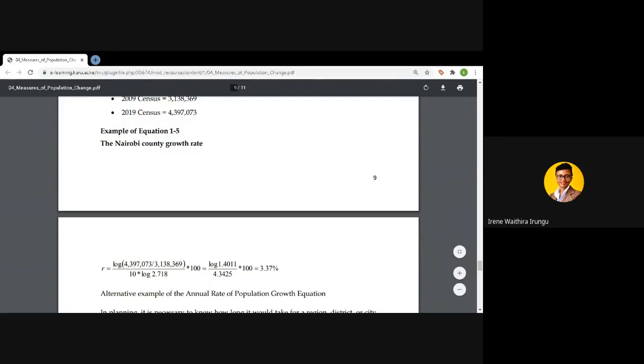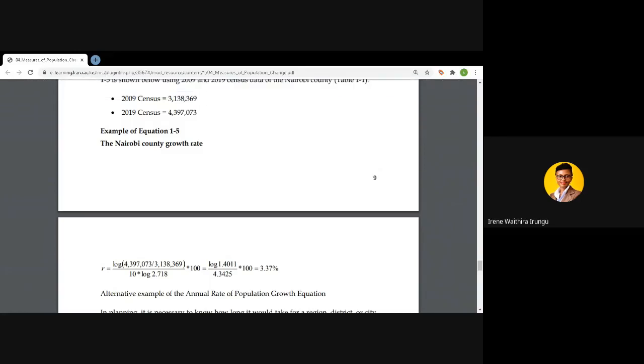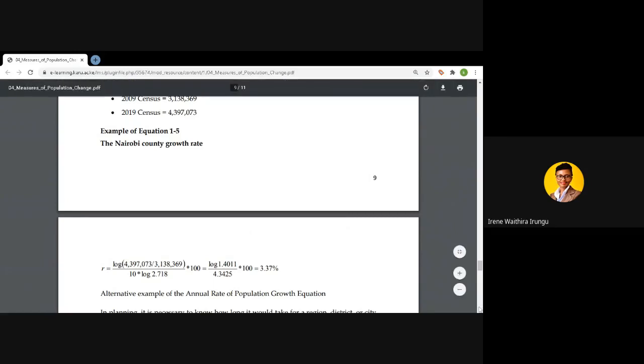So we know the exponent is given by 2.718. So that's the exponent. This symbolizes simply the exponent, and we express that as a percentage. So in this case, Nairobi experienced a growth rate of 3.37% between 2009 and 2019.